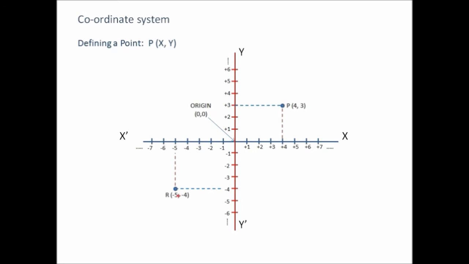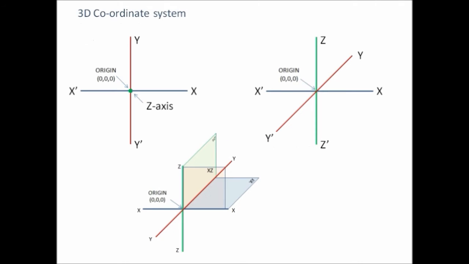Similarly, there is another point R which you can see here. Here, the value of x and y for any point can be negative or positive, like we are seeing here. Here it is a negative value and here it is positive. And there may be a combination of positive and negative values which will come in these quadrants. Till now we have seen 2D coordinate system.